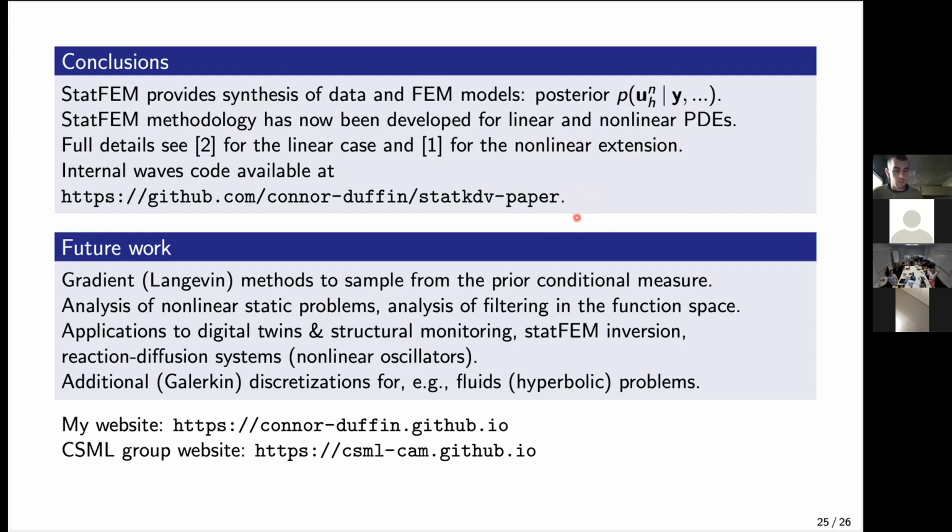And finally, some future work that we're looking into. So Langevin methods to sample from the prior conditional measure. That's something that we're really interested in at the moment, and we'll hopefully get that going quite soon. Some analysis of nonlinear static problems, analysis of filtering in the function space. To our knowledge, there's not been that much work done on filtering, so Kalman filtering type methods in the function space, and that would be quite a nice application of our methodology. Also applications to digital twins, structural monitoring, inversion for statFEM, and some current work that I'm doing on reaction diffusion systems, so nonlinear chemical oscillators.